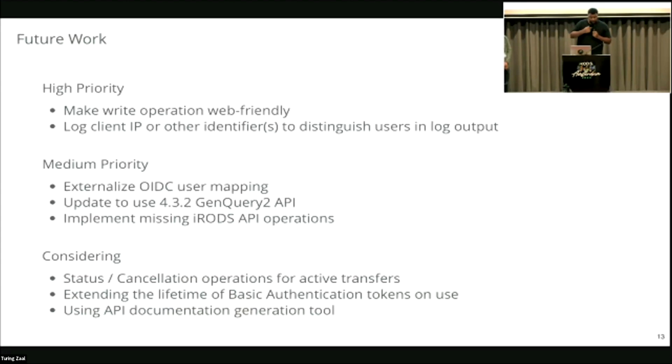As far as things that we are considering, it's been brought to our attention that, when you issue transfers within the HTTP API, you don't really have a way to cancel them or track their status. So if you start a transfer and then maybe you lose that connection, it would be nice to have some way to query the HTTP API to see what is actively happening within it. We also want to consider extending the lifetime of basic authentication tokens on use.